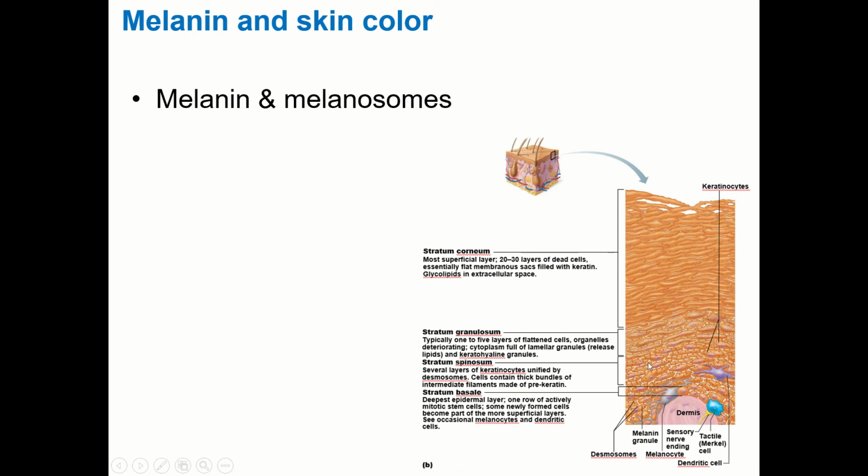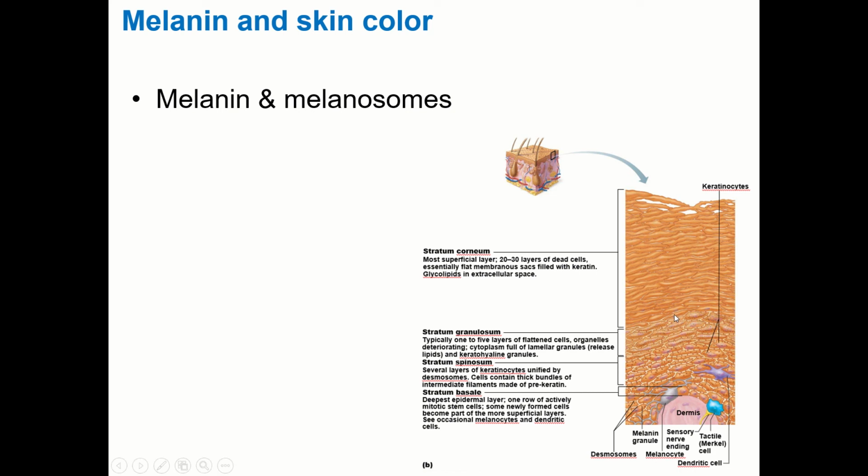But as we move more superficially, by the time you get to the granulosum, the lysosomes, which remember are kind of like the cell's stomach, in these keratinocytes have started to break down that melanin. And so by the time we get up here, where we've essentially kicked out everything else from the cell other than the keratin, there's no more melanin in those cells. So they've lost their pigmentation by the time they get up here.